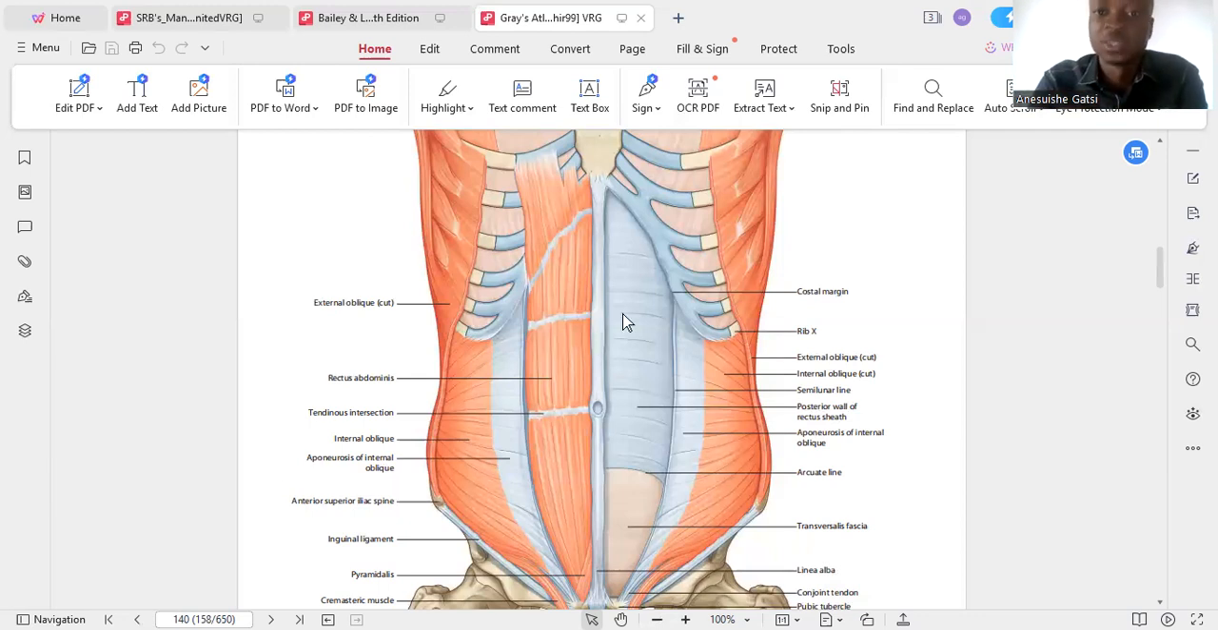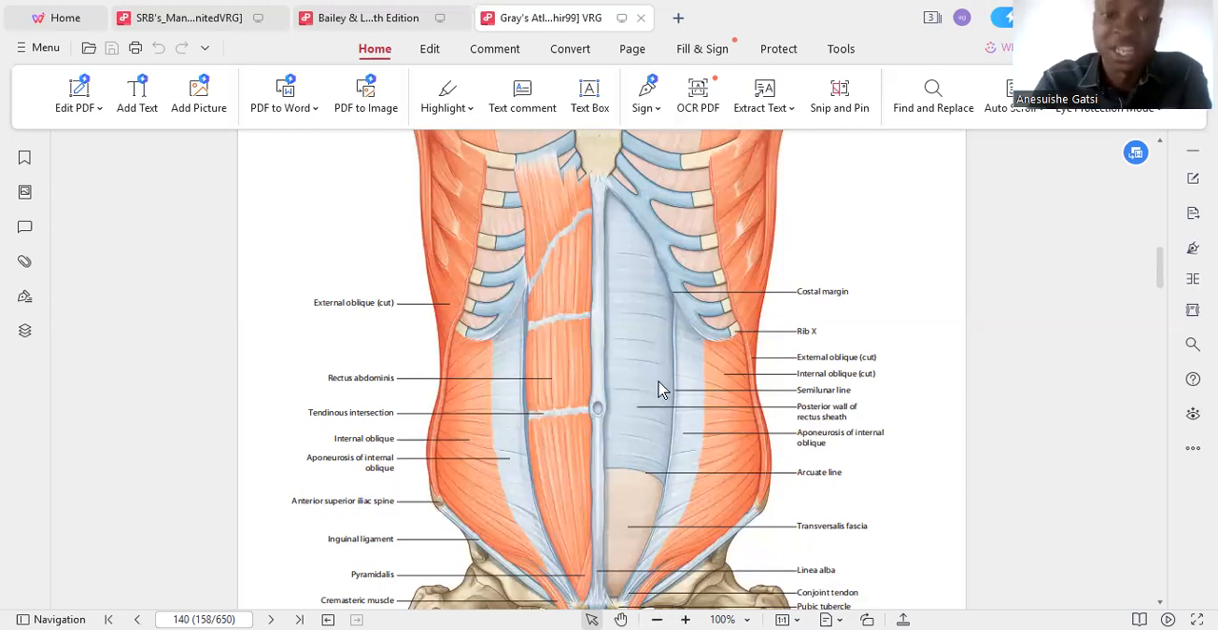This rectus sheath can be viewed at three different levels. There's one above the costal margin here, where the anterior wall is formed by the external oblique aponeurosis, then the posterior wall is formed by the insertion, which is going to be the fifth, sixth, and seventh costal cartilages. Then between the costal margin and the ASIS here, where you have the arcuate line, you're going to have anteriorly the external oblique aponeurosis plus a divided part of the internal oblique aponeurosis. Then posteriorly, you have the internal oblique aponeurosis as well as the transverse abdominis. Then below that ASIS or beyond this arcuate line, that's where you're going to have all three layers passing anteriorly.